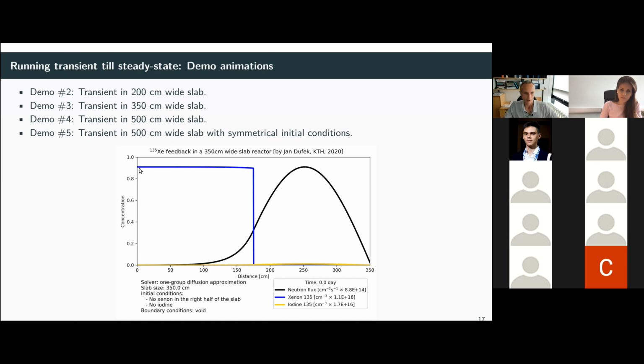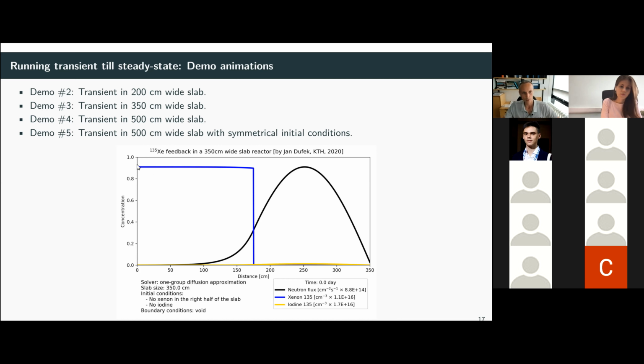So you will see this arrangement in the videos. The blue curve will be xenon 135. The neutron flux will be the black line, and iodine will be the yellow line. And in most of the animations, I will start with asymmetrical distribution of xenon to make the animation more interesting. Of course, when the transient converges, it will converge irrespective whether you start from flat distribution or from a disturbed distribution of xenon. But it makes the animation more interesting to look at, right?